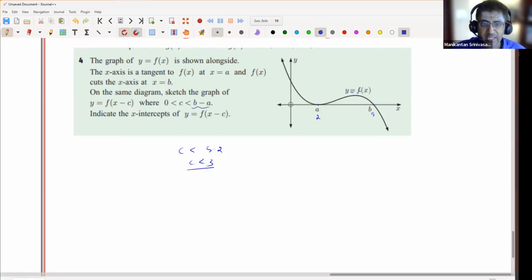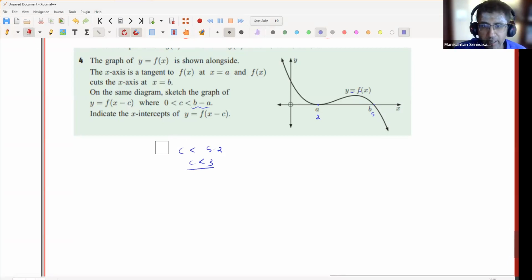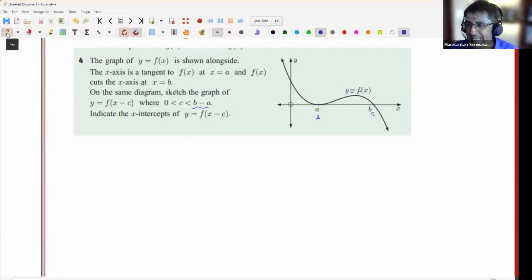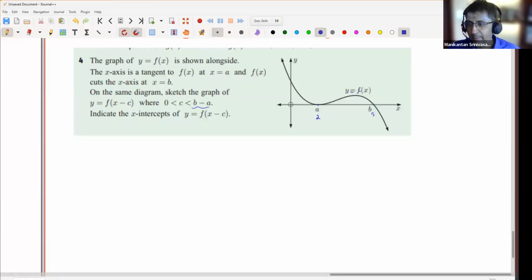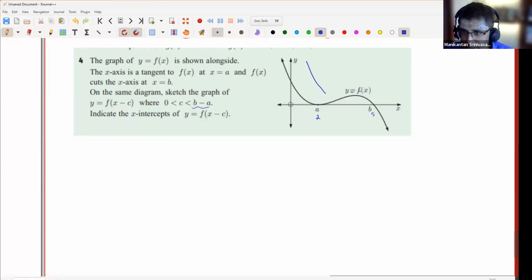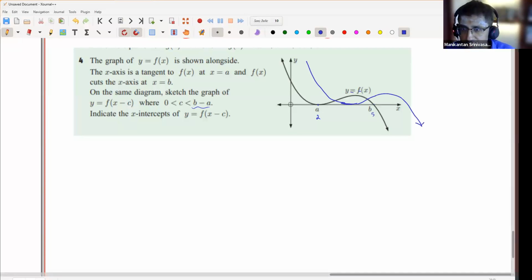Sketch the graph of f of x minus c. x minus c means shift right by c, a quantity which is less than the gap between b minus a. So the graph will be something like this. It will get shifted to the right, but not too far right, and then it'll come like this. And that's it.